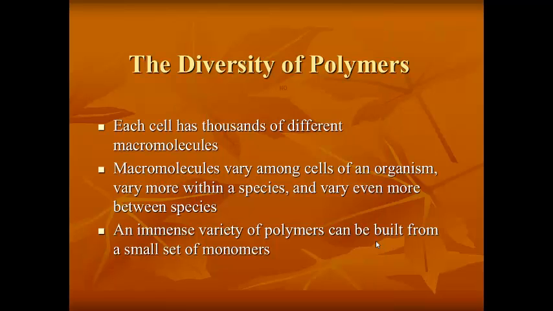Every cell in the body of a living organism has thousands of different types of macromolecules. Macromolecules are going to vary among the cells of an organism. They're going to vary more within a species and vary even more between species. So in a way, the differences between organisms, the differences between species, are partly contributed to by the different macromolecules that they contain. We're going to see that an immense variety of polymers can be built from a small set of different monomers.